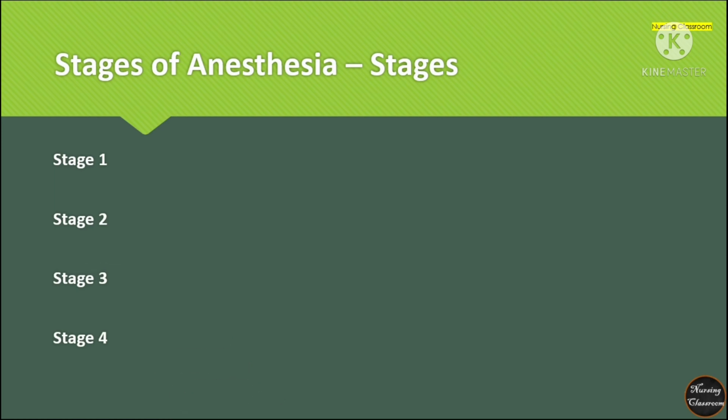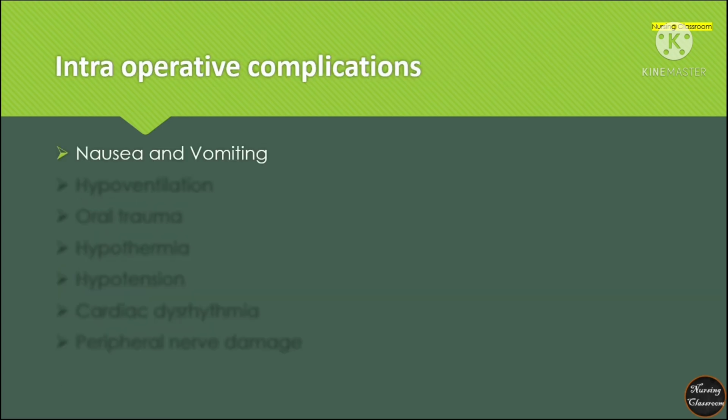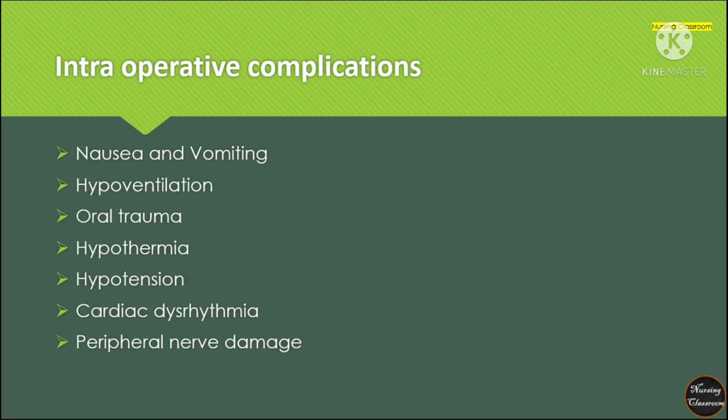Let's see what are the intraoperative complications. Nausea and vomiting. If nausea and vomiting occur, we can turn the patient to the side. The edge of the table can be lowered. Use a basin to collect the vomitus. Suction may be used to remove saliva and vomited gastric content. The other complications are hypoventilation, oral trauma, hypothermia, hypotension, cardiac dysrhythmia and peripheral nerve damage.